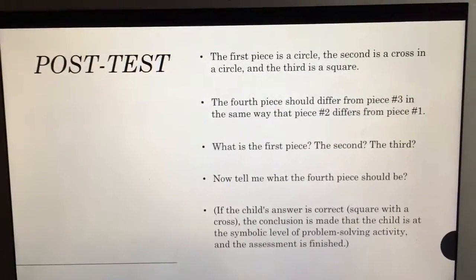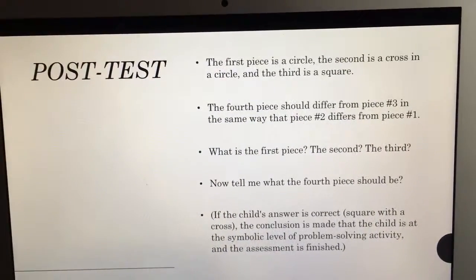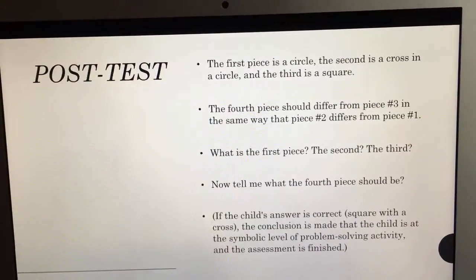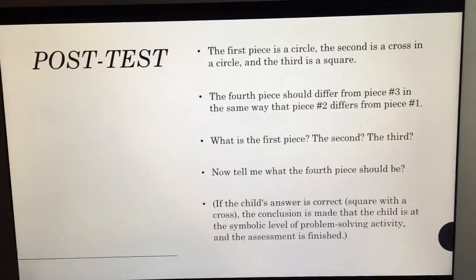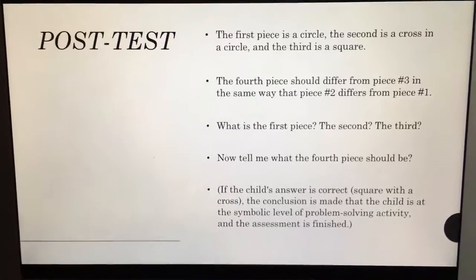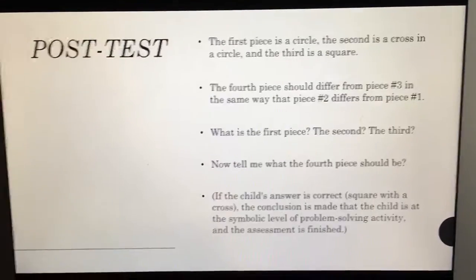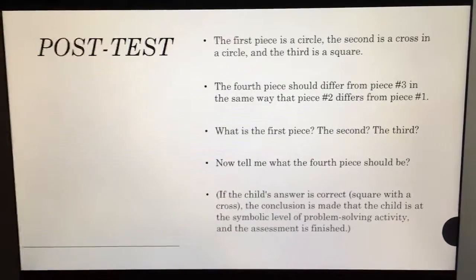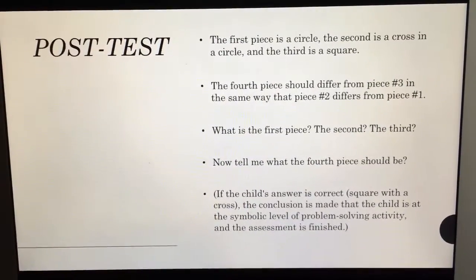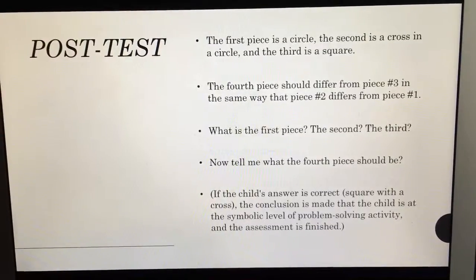Here are the shapes: circle, circle with a cross, and a square. I will keep asking the student what the first, second, and third pieces are to ensure that they have memorized them. Now, tell me what the fourth piece should be. Correct. The fourth piece should be a square with a cross.